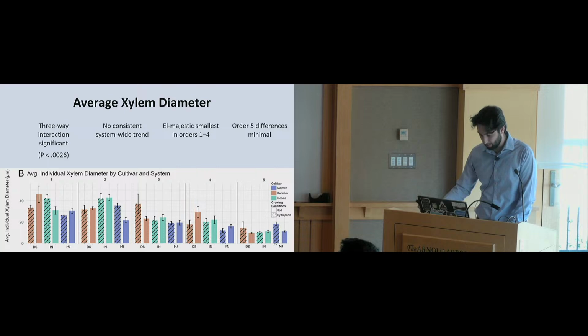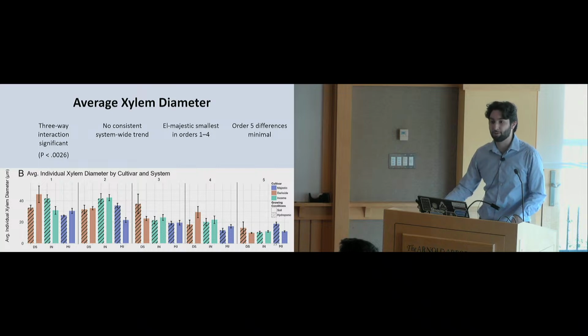When we look at xylem diameter, we again see a significant interaction, but there's no consistent system-wide trend here. We're seeing certain orders dominate from 1 to 4. Our order 5 differences are minimal, and stats are telling us yes, there's differences, but there's no way to quantify what exactly those differences are and say if we can attach this line trend to this, and we can predict this, but we can't.